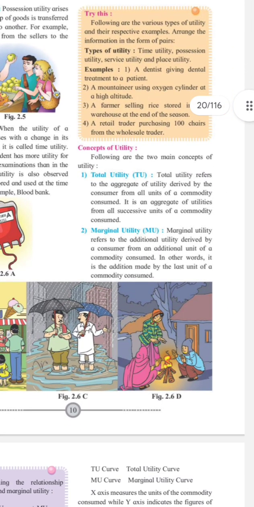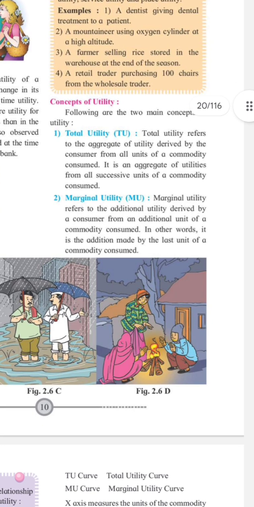Next, we have the concept of utility. So there are two concepts, total utility and marginal utility. First is total utility, that is TU. Total utility means the sum of utilities obtained from all units consumed. Definition: total utility refers to the aggregate utility derived from all units of a commodity consumed. So it is total utility.